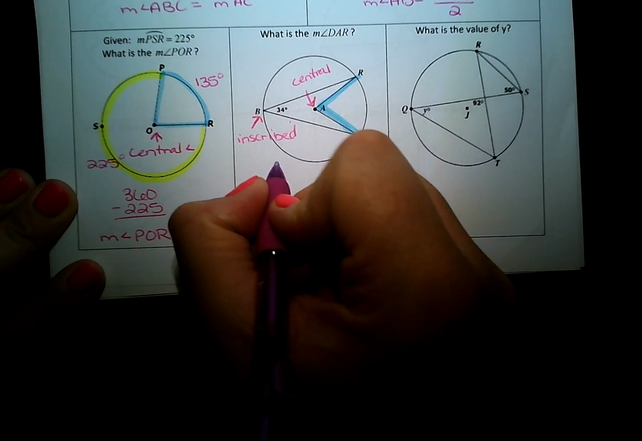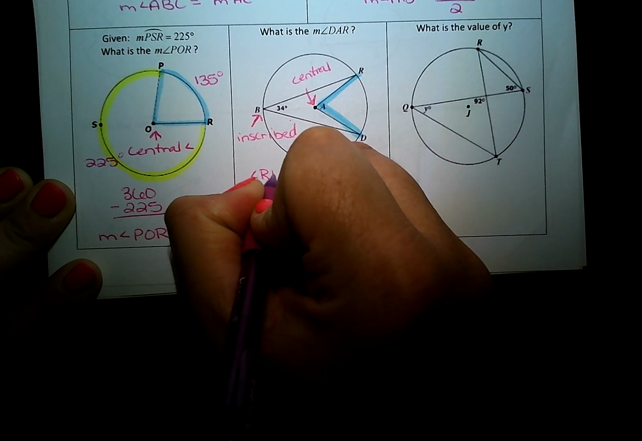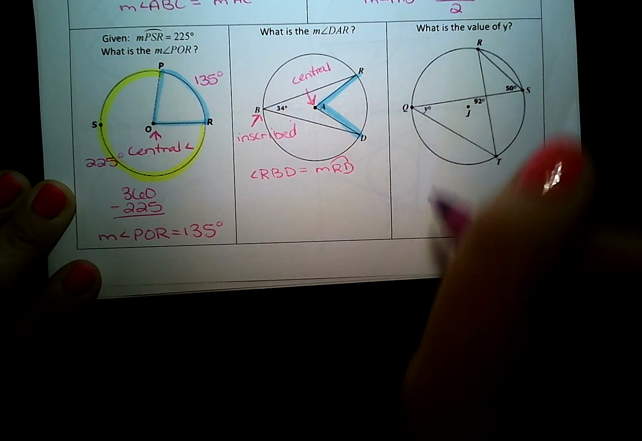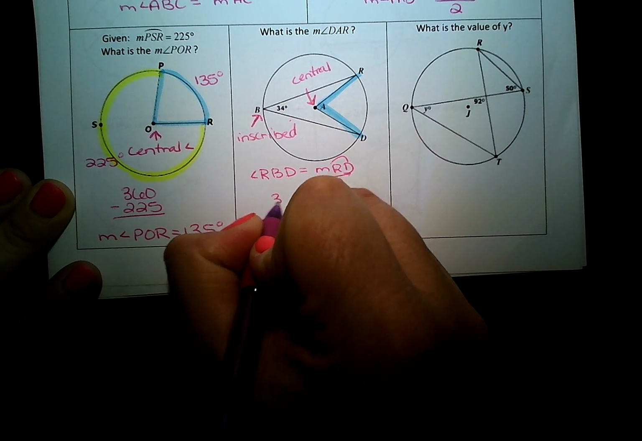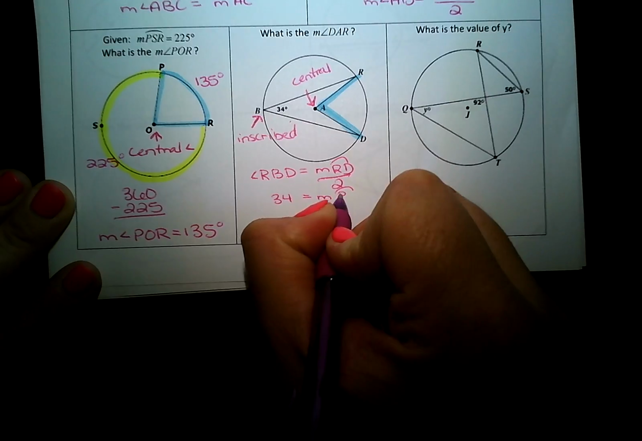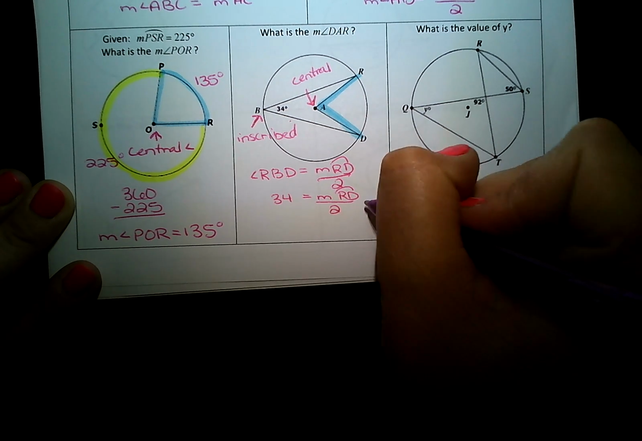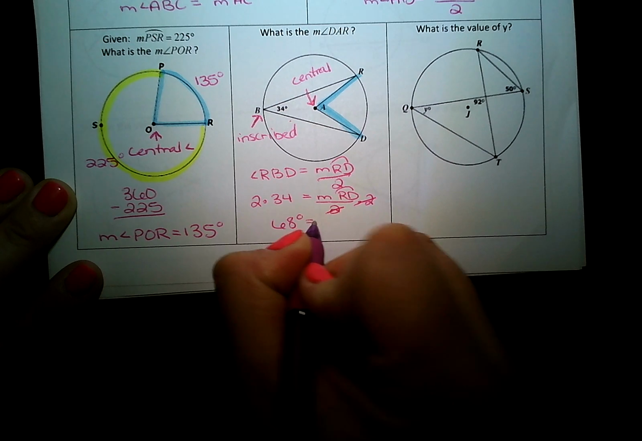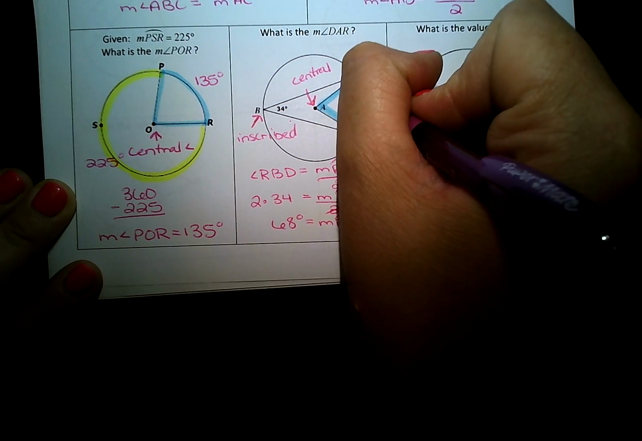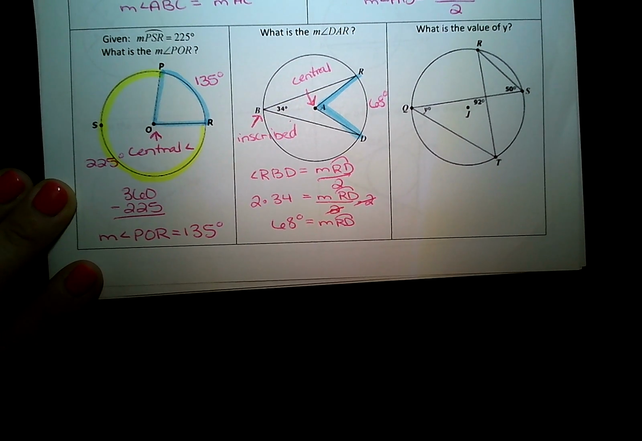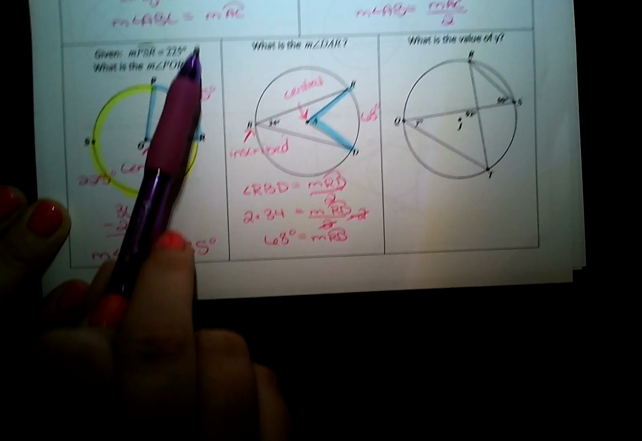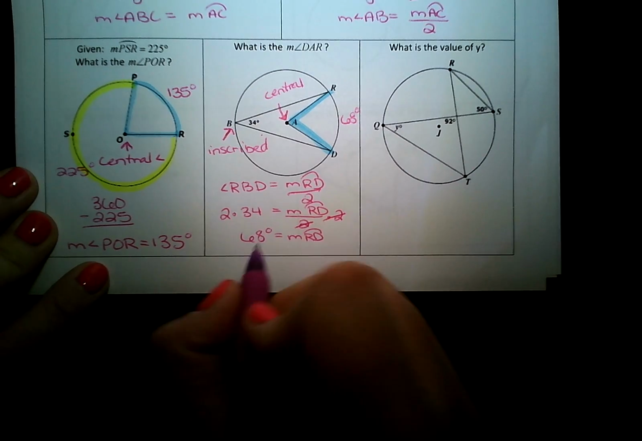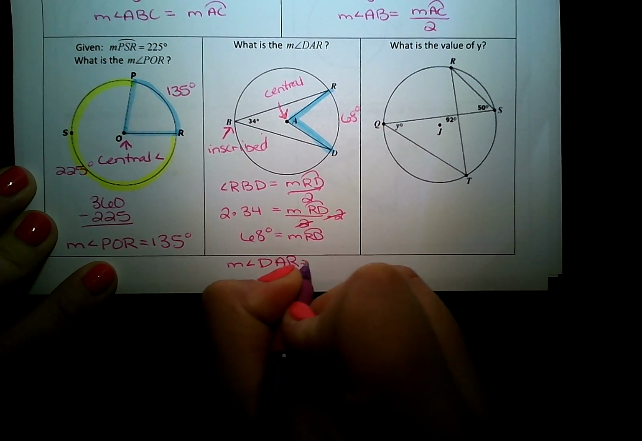So the inscribed angle RBD is equal to its arc, which is arc RD, divided by 2. Well, that angle measures 34 degrees, and that's equal to the measure of arc RD divided by 2. To figure out the measure of arc RD, I need to multiply both sides of this equation by 2. 34 times 2 is 68 degrees. So the measure of arc RD is 68 degrees. Now, the measure of angle DAR is the central angle, and we know that a central angle is exactly equal to its arc. So if the arc measure is 68 degrees, then the central angle is 68 degrees. So the measure of angle DAR is also 68 degrees.